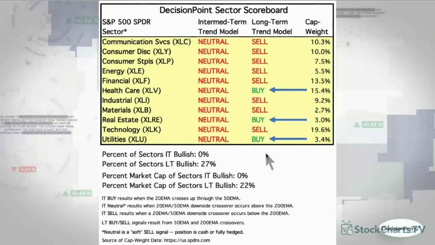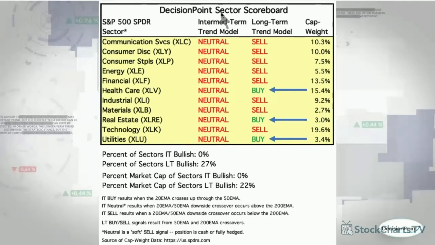All right, the Decision Point sector scoreboard today. As you can see, we did end up losing one of our buy signals, and that was in consumer staples on the long-term trend model. Now, long-term trend model buy signals and sell signals are determined just by the 50 and 200-day EMA crossovers. So an upside crossover would be a buy, and of course a downside would be a sell. And right now, everything is on neutral.